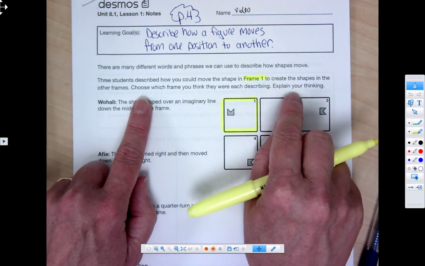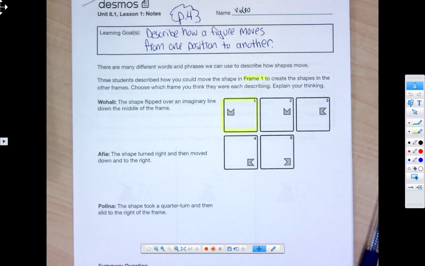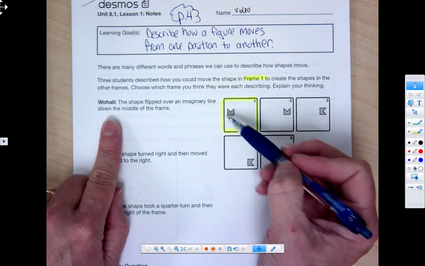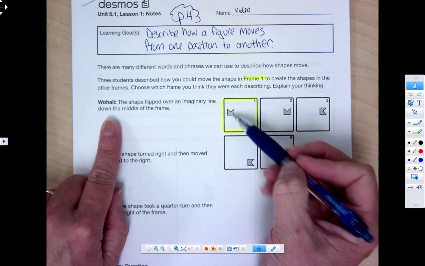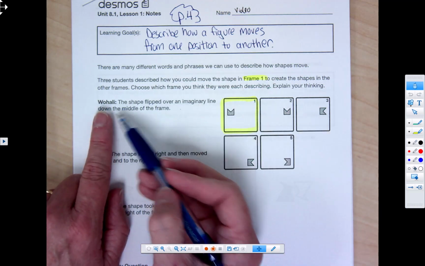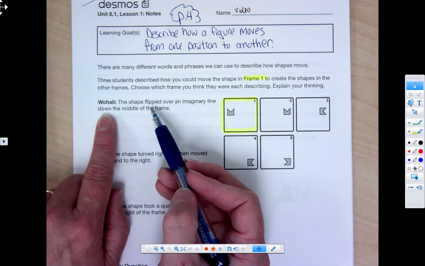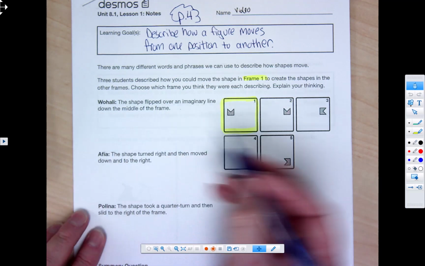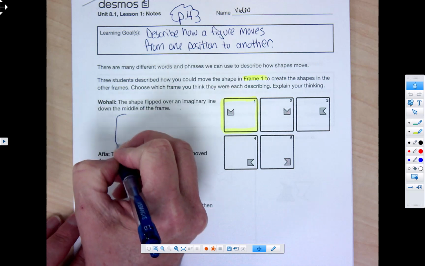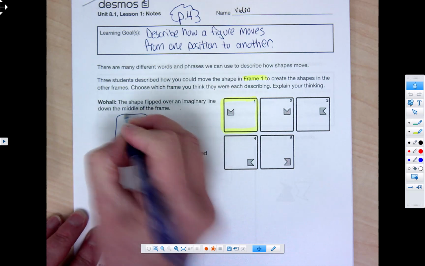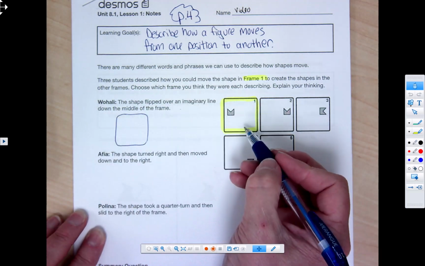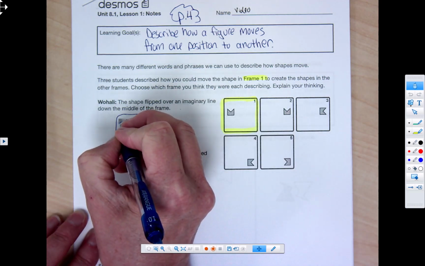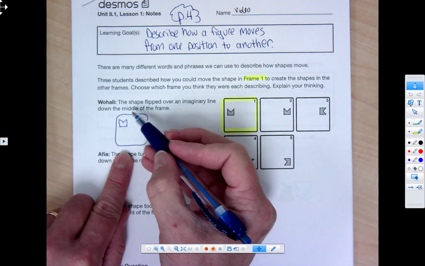To explain our thinking, we're just going to draw some pictures to help us. So starting with this frame, with this crown-looking thing towards the upper left of the frame, we have Wahali who says the shape flipped over an imaginary line down the middle of the frame. So I don't mess things up too much over there on the right, I'm going to recreate frame 1 here with this little crown in the upper left. And I'm going to do what Wahali suggests.